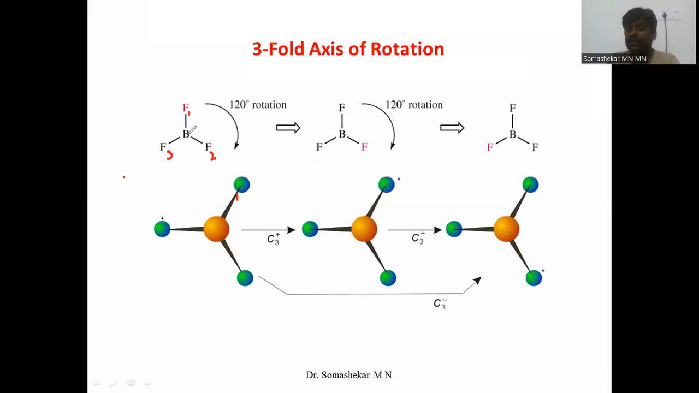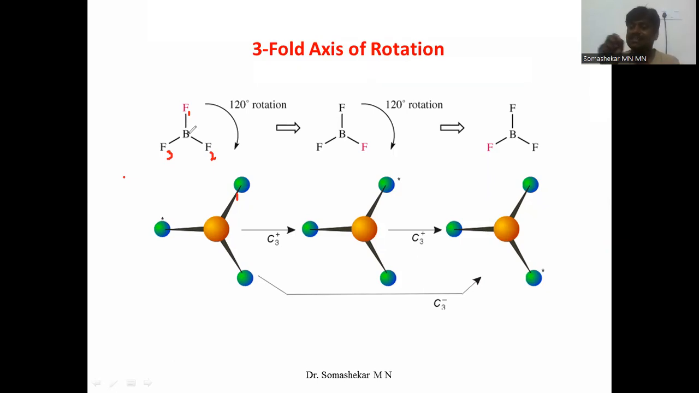Now you will get a doubt: sir, why can't we rotate 180 degrees? You just do your operation. Rotate by 180 degrees. Do you find any indistinguishable molecule? If you get an indistinguishable molecule, then definitely there is a C2. If not, there is no C2. Now we are going to C3.